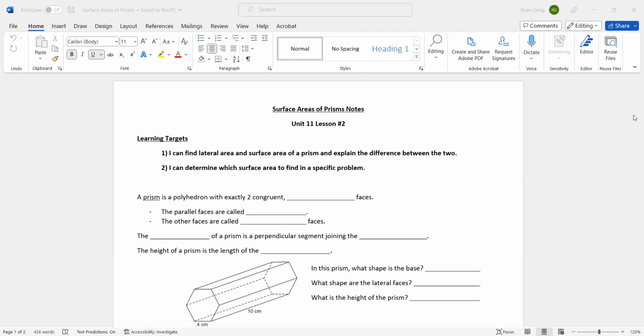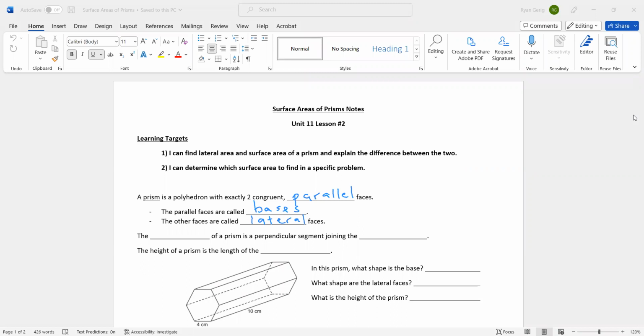So a prism. What is a prism? A prism is a polyhedron with two congruent parallel faces. So they are parallel to each other. Okay. The parallel faces are called the bases. The bases are not always on the bottom. The other faces, everything else, are called lateral faces.